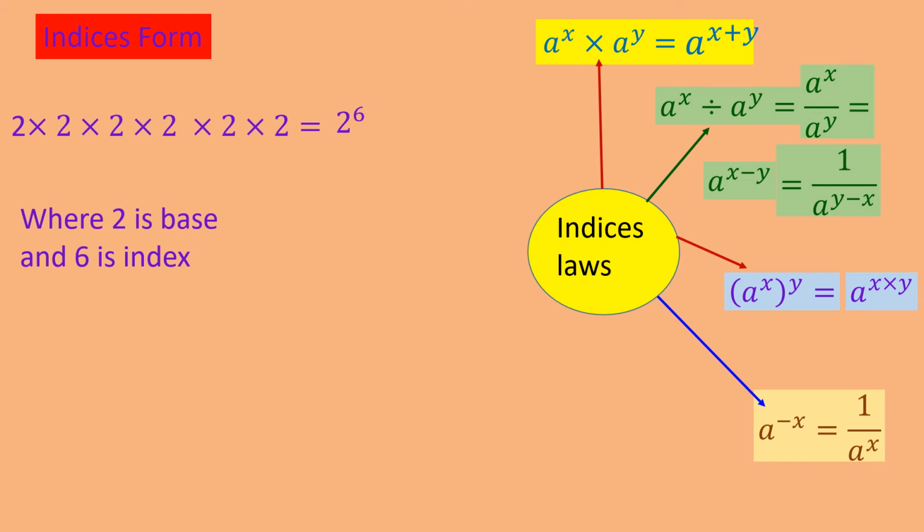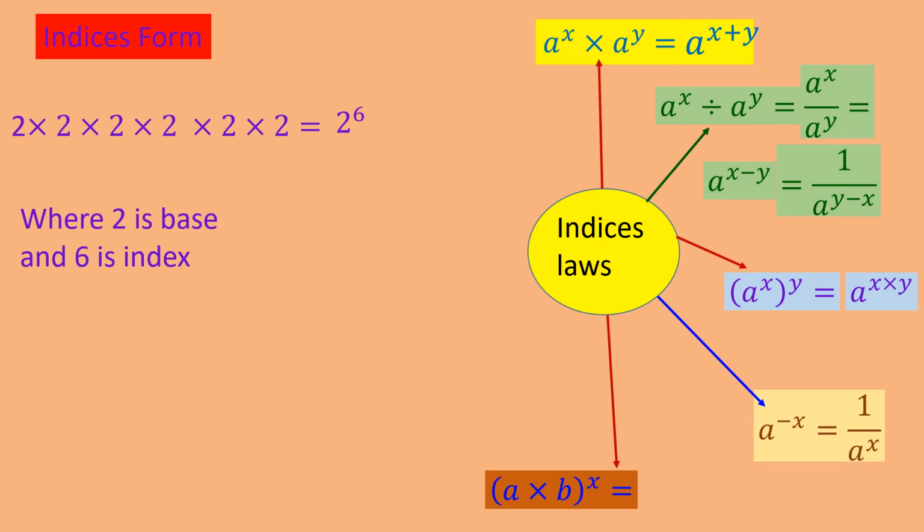Next one, if you have been given a number with a negative index and you want it positive, what you'll do, for example a raised to minus x equals 1 upon a raised to x, or if it is given 1 upon a raised to minus x, you can convert it by taking it to the numerator as plus, which will be equal to a raised to x. So let us go for the next one.